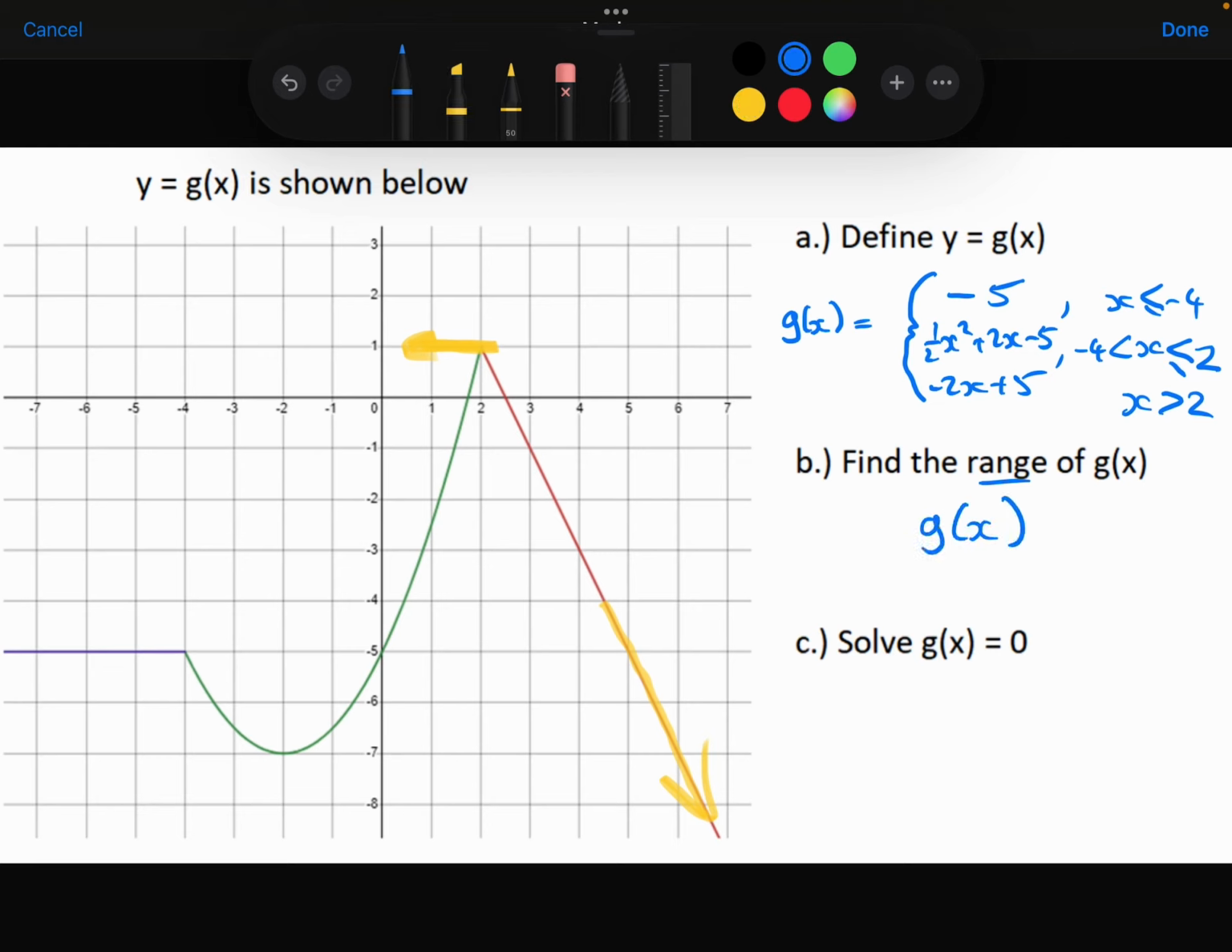So I'm going to say g of x has got to be less than 1. It can equal 1 at that point when x is 2. So I will put a line underneath. So g of x is less than or equal to 1.